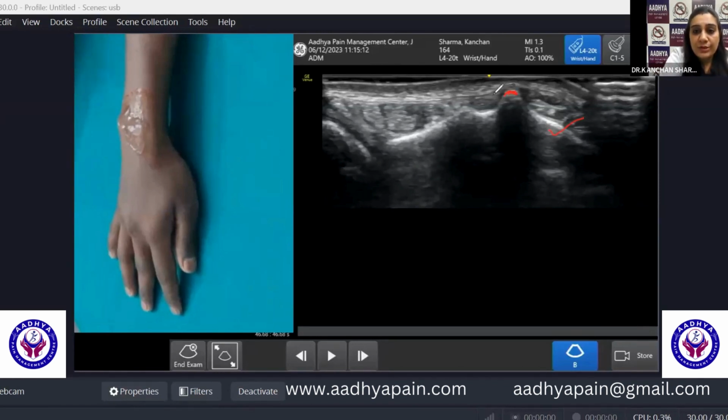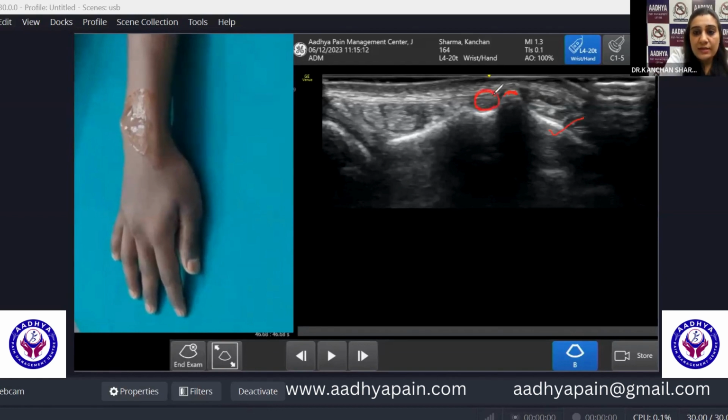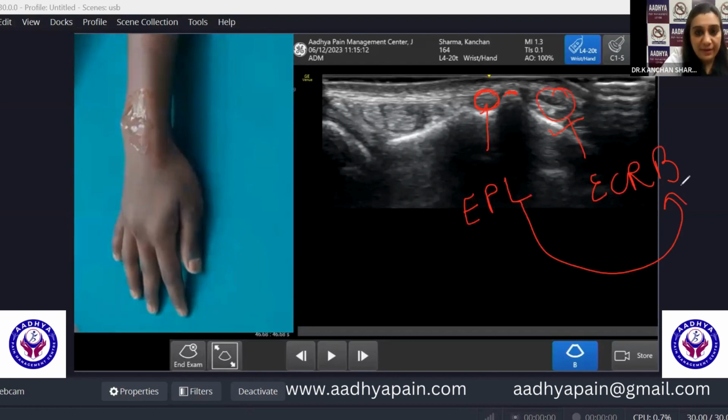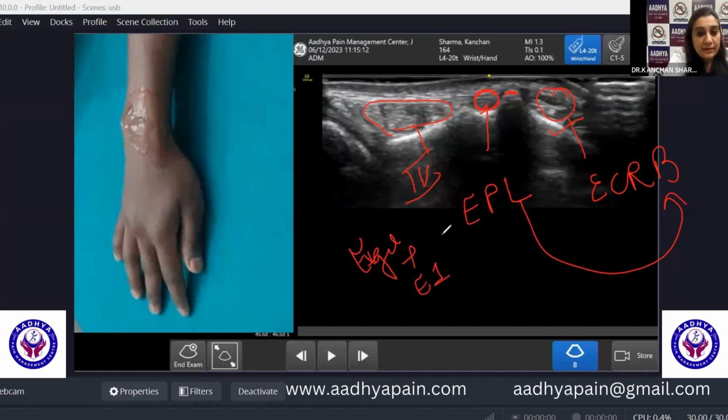Now, if I'm going towards this, you will be able to see one tendon lying just adjacent to the Lister's tubercle. So this is your Extensor Pollicis Longus, and this was your ECRB. Again, a longus followed by a brevis. And when you come here, you are able to see that is your fourth compartment. That is Extensor Digitorum along with your Extensor Indicis.